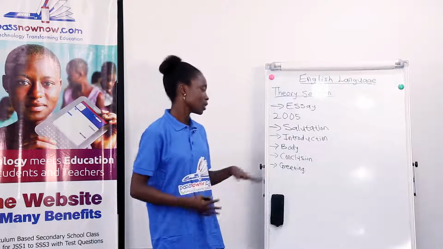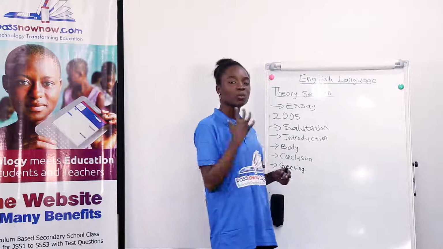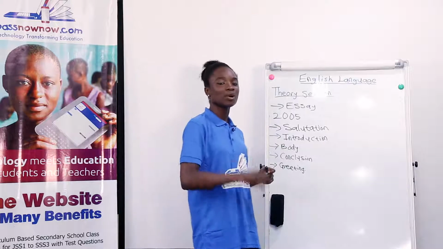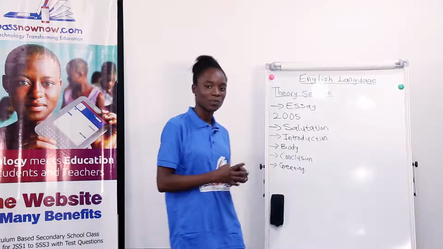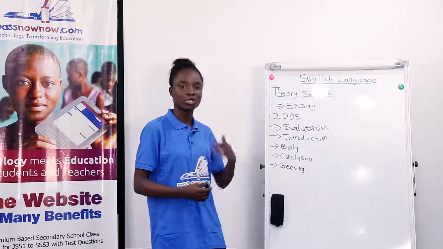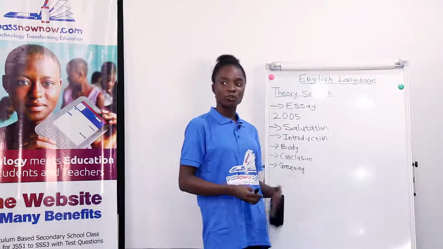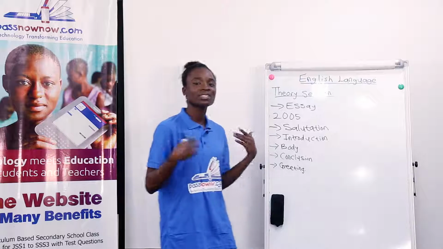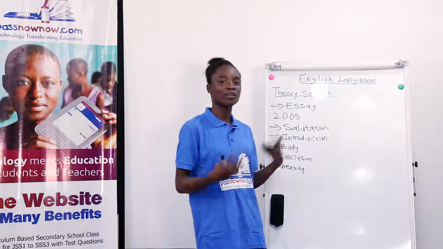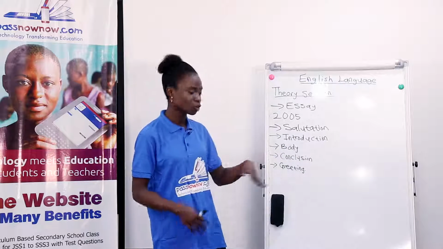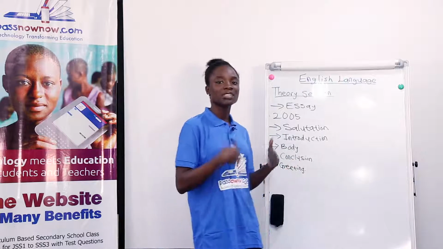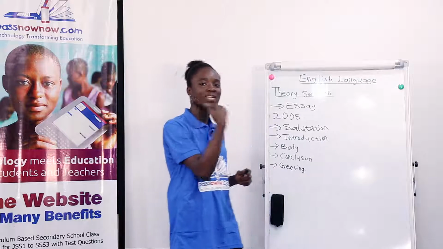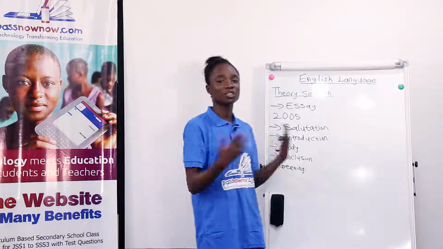Now, body. In the body of this essay, you give us the reasons why you are taking the stance you are taking. If you are opposing the motion, you tell us why you are opposing the motion. You give us strong points, and you give different examples to solidify your points. Conclusion, you conclude the argumentative essay by reiterating the facts already stated and giving a summary.